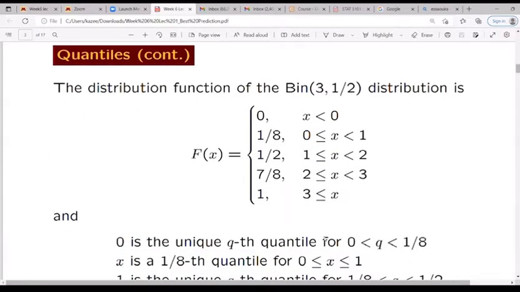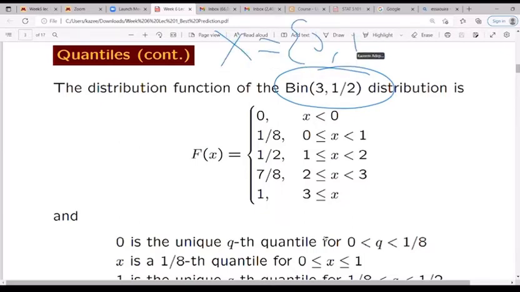Okay, so if you have a random variable that follows a binomial distribution, what is the support of X going to be? It's going to be 0, 1, 2, and 3. I think you remember that, right? The support of X is basically going to be that.